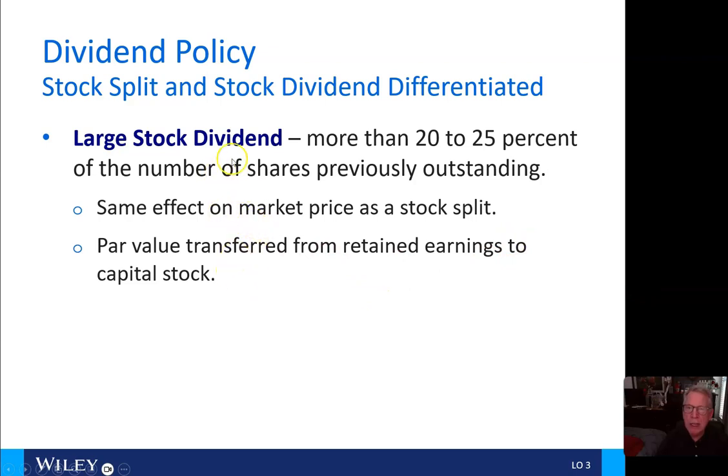A stock split and a stock dividend are differentiated here. A large stock dividend is more than 20 to 25% of the number of shares previously outstanding, which it was in the last slide. It has the same effect on the market price as a stock split would, and the par value is transferred from retained earnings to capital stock.